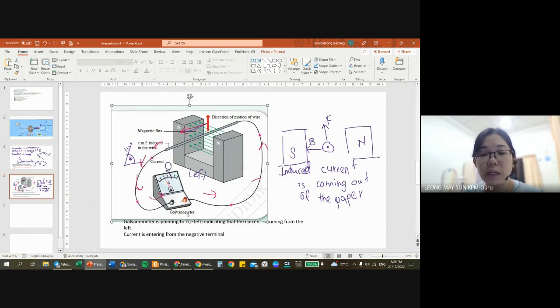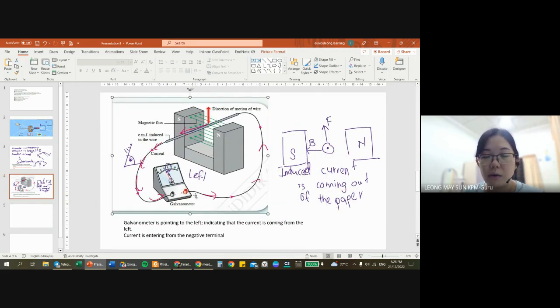Okay? But normally they will just ask you, where is the pointer of the galvanometer deflecting? Towards the left or towards the right? That is normally what they will ask you. So just remember that pointing towards the left indicates that the current is coming from the left, not going towards the left. So please be alert. If you have your reference books in front of you, you would notice this difference inside your reference books and also in the textbook itself. Okay.